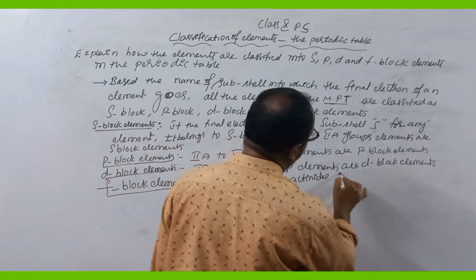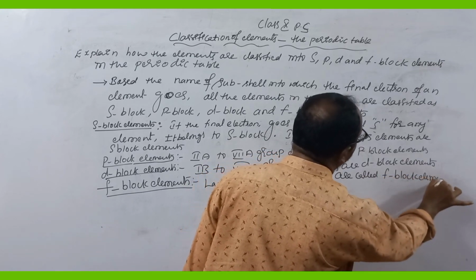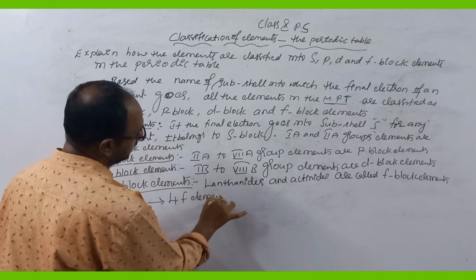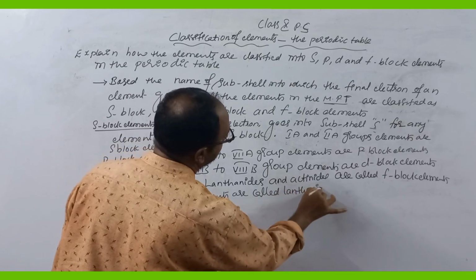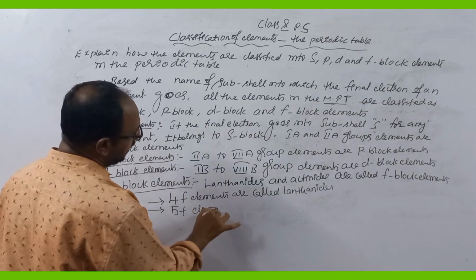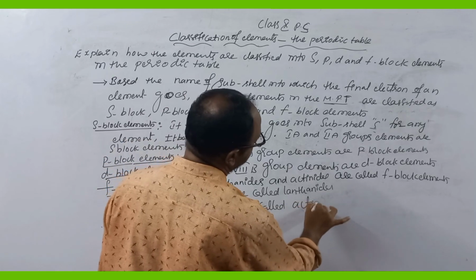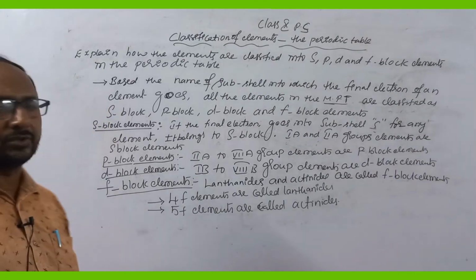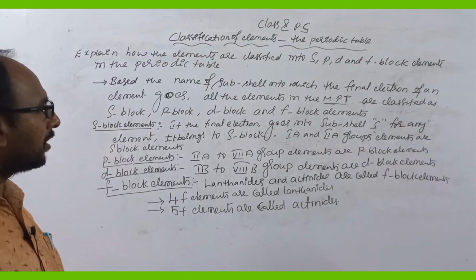Lanthanoids and actinoids are called F block elements. But what are lanthanoids? 4F elements are called lanthanoids. But what are actinoids? 5F elements are called actinoids. Both lanthanoids and actinoids, belonging to F block, are placed in special blocks at the bottom in the modern periodic table.